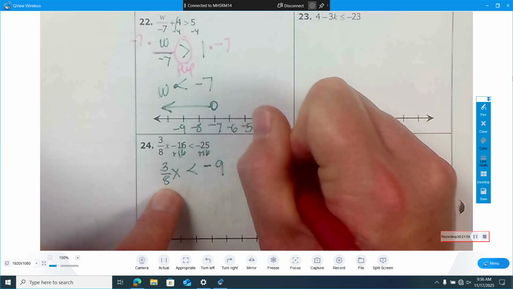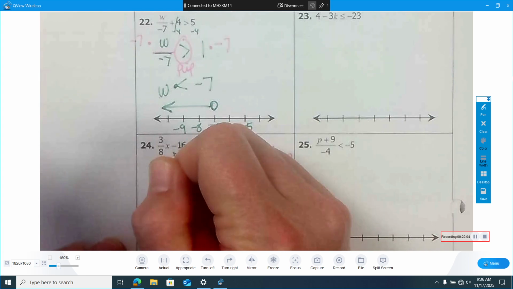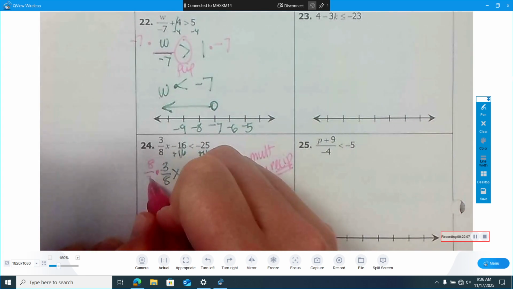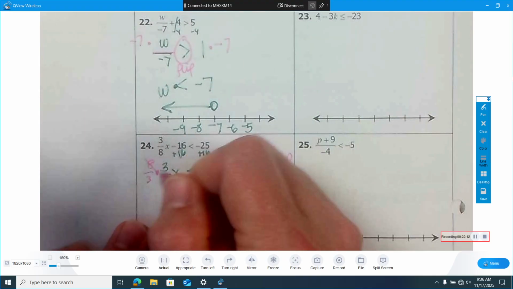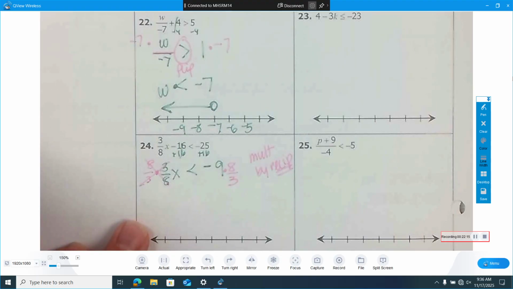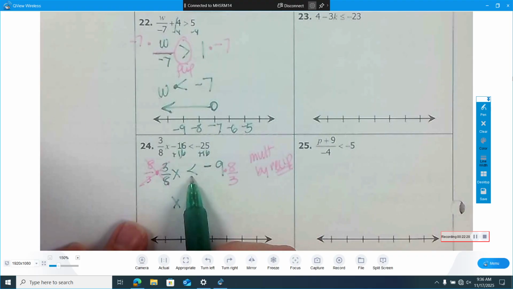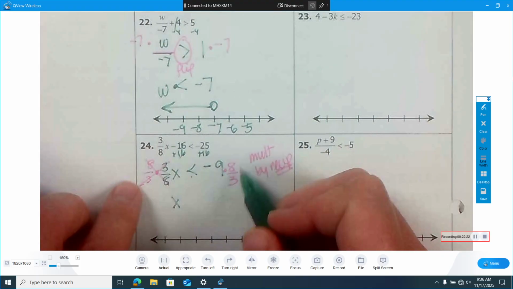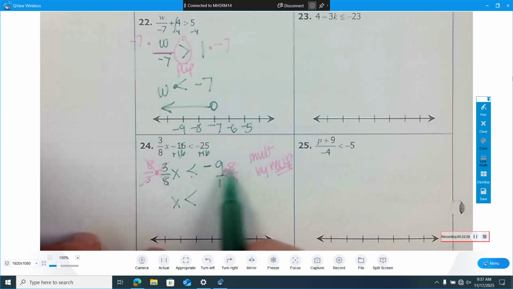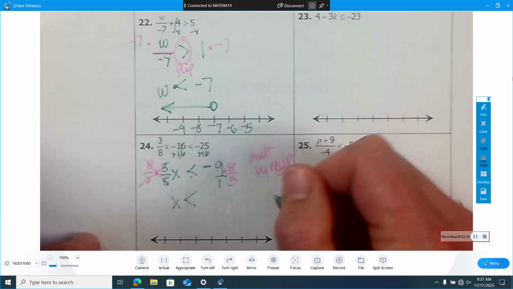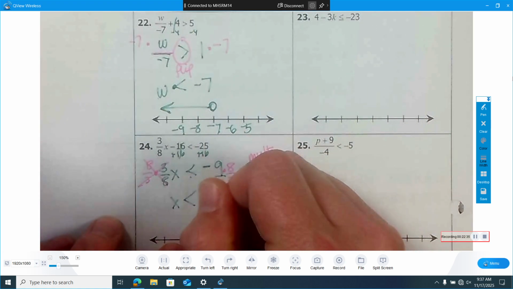Now, how do I get rid of this fraction in front of my variable here? Multiply by the reciprocal. Very good. That is the easiest way. So we're going to multiply by 8/3 on both sides. The times by 8 and divide by 8, times by 3 and divide by 3 cancel out real nice and neat for us, so the x is alone. Do I need to flip my symbol here? No, I do not, because 8/3 is positive, so I don't have to flip it, so that stays. This becomes right straight across here, -72 divided by 3, which I think is -24.